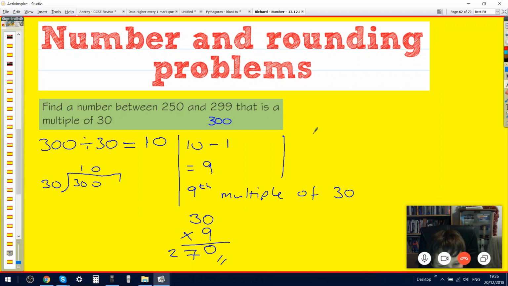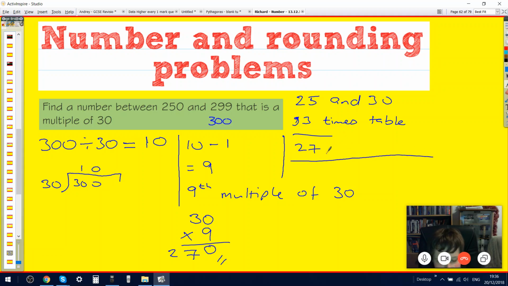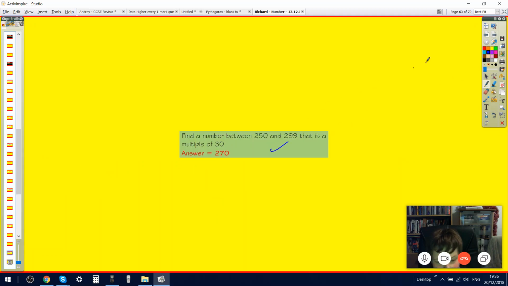What you could have done, and the reason why I changed it to 300, is because you could divide everything by 10, and you could say it has to be between 25 and 30, and it's the 3 times table, a multiple of 3. Okay. What number in the 3 times table is between 25 and 30? 27. And then you would just times it back by 10 again, which is 270. Okay. So, yeah, there's many ways of doing it. Okay. 270.